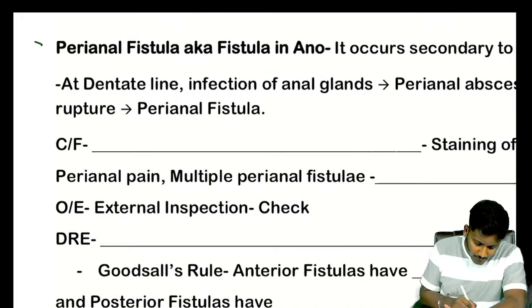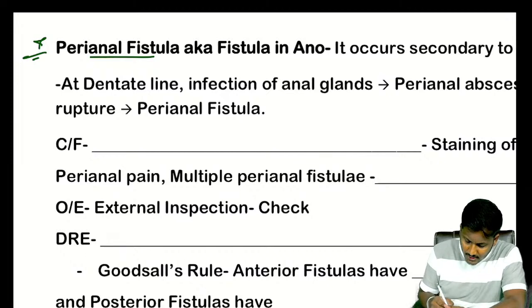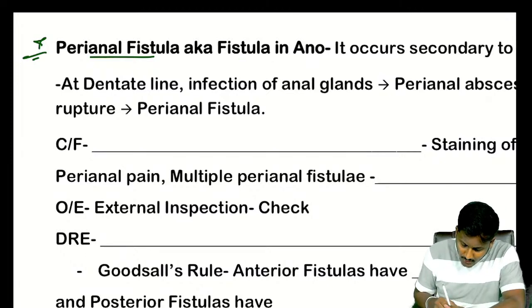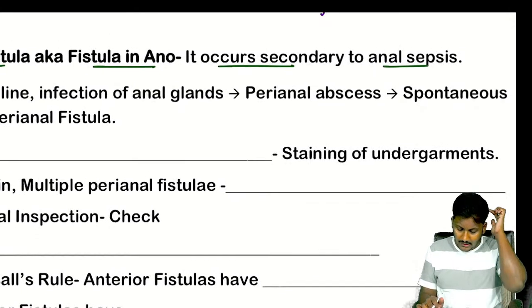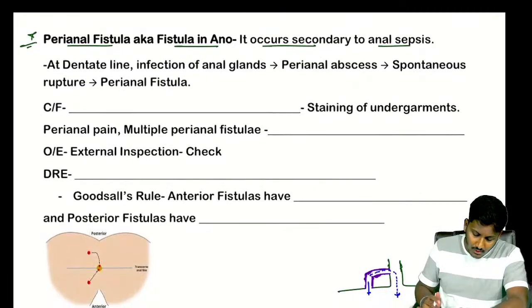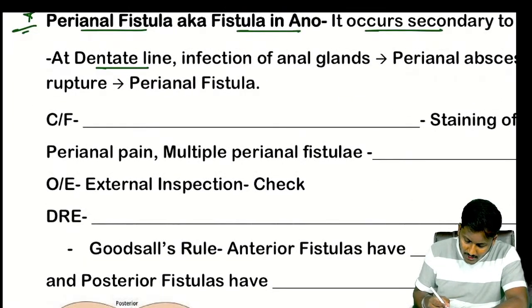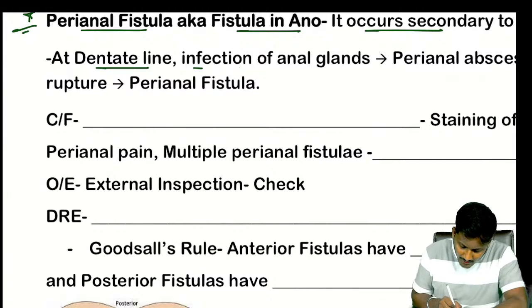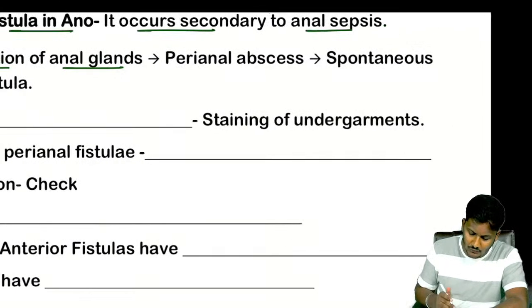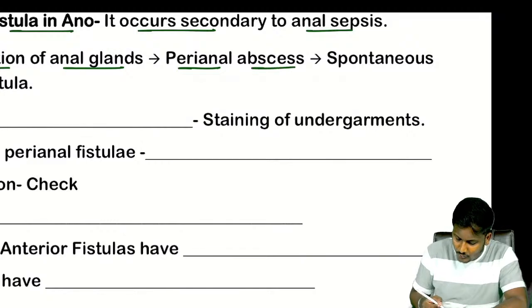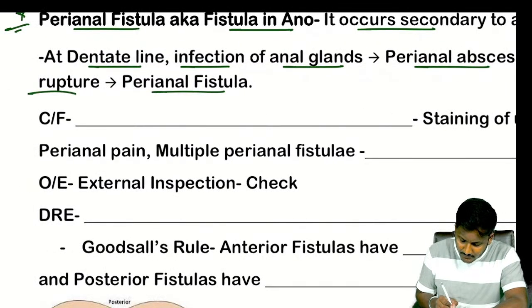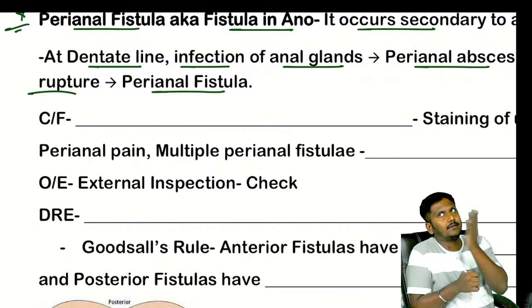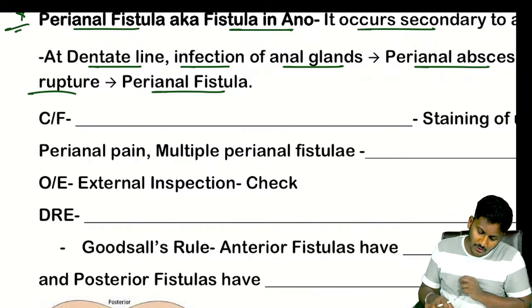Right? Understood? So please remember, beta, I have told you perianal fistula, which is there, also known as fistula in ano. Okay. This condition usually, beta, occurs secondary to a case of an anal sepsis. Here we had, at the dentate line, beta, infection of the anal glands, and as there is infection of the anal glands, that leads to formation of a perianal abscess. As I've told you, that abscess which is there, beta, shows a spontaneous rupture, and due to spontaneous rupture of the abscess, on one side it gets connected with the perianal skin, on another side it gets connected with the anal canal, leading to formation of a perianal fistula.